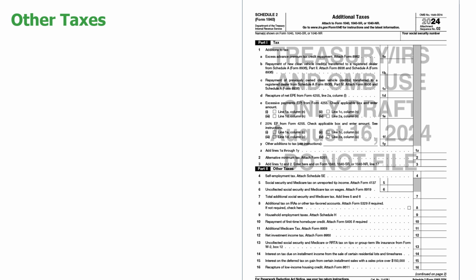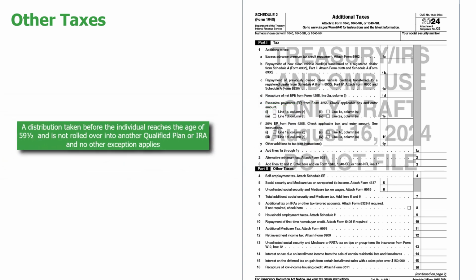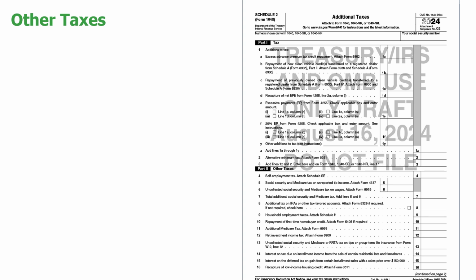There's also the tax on early retirement distributions. This is if a taxpayer receives a distribution from their retirement account before age 59 and a half and does not qualify for an exception, they will have to pay income tax on the distribution and a 10% penalty.